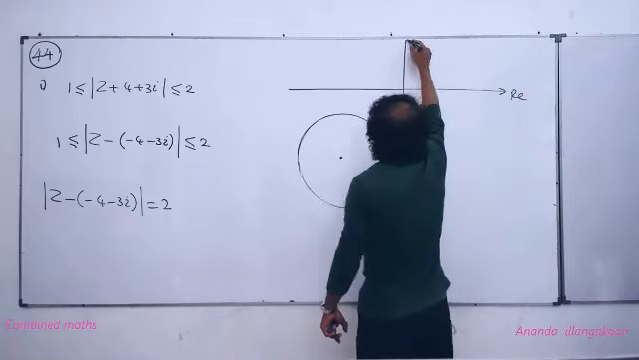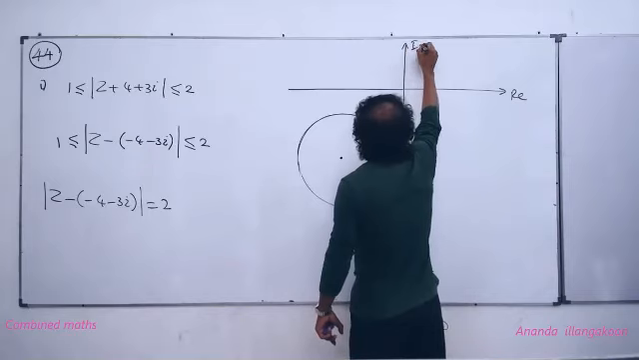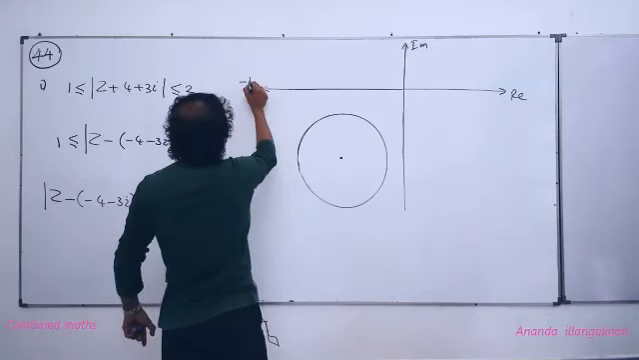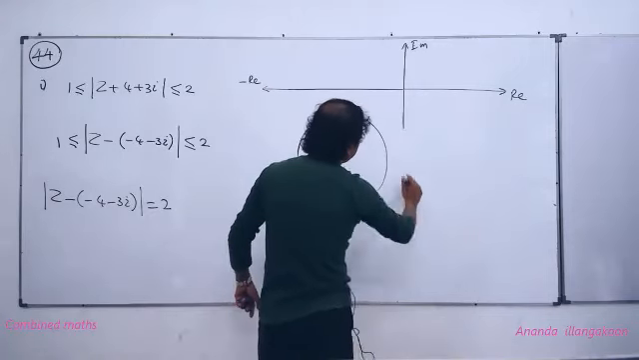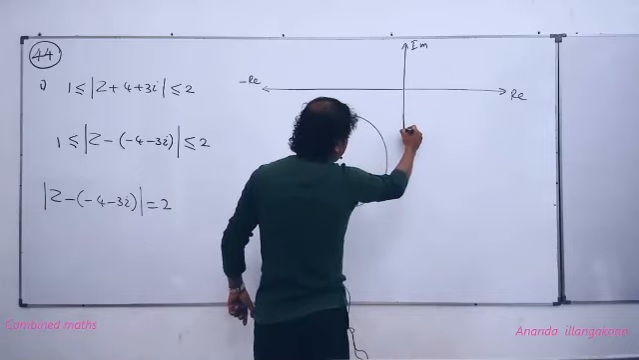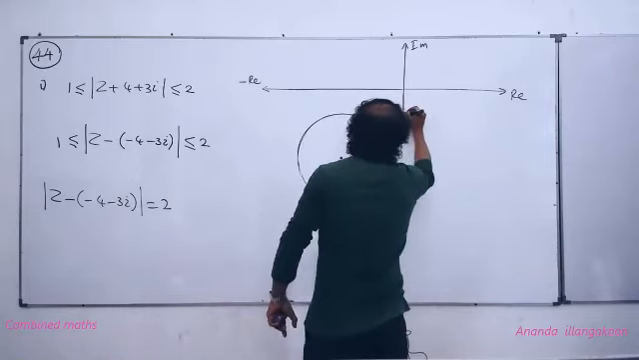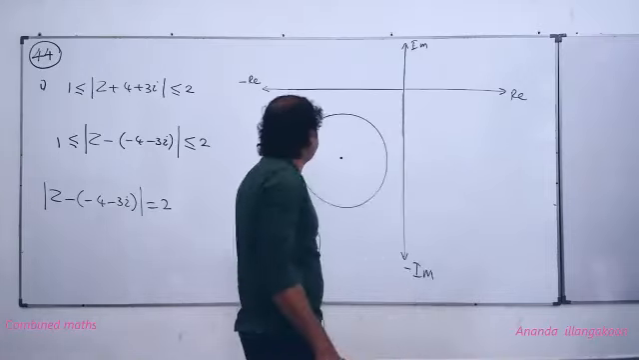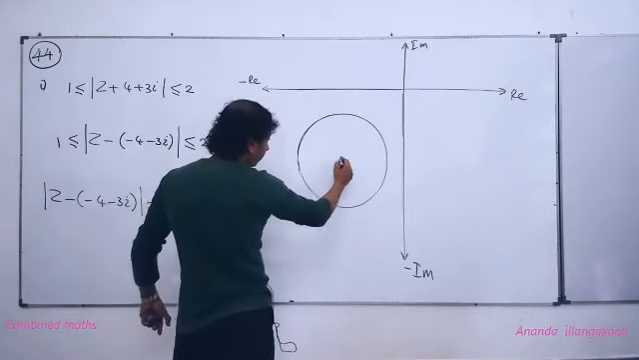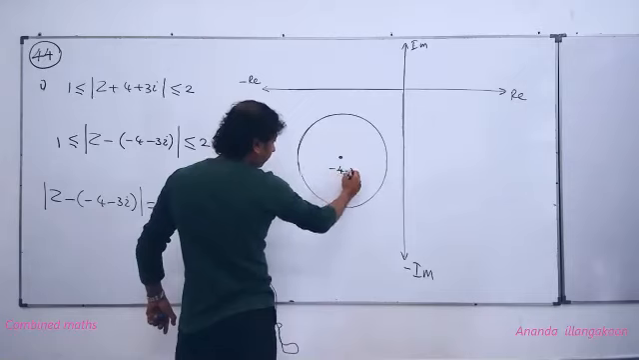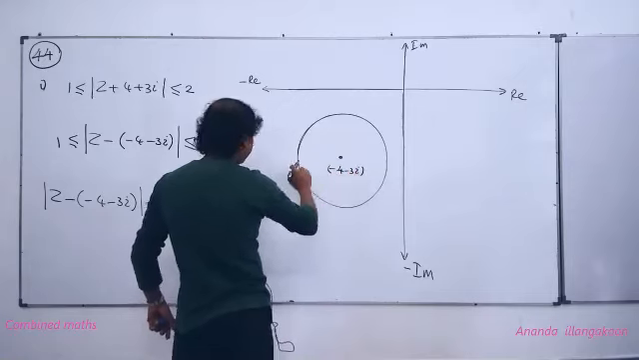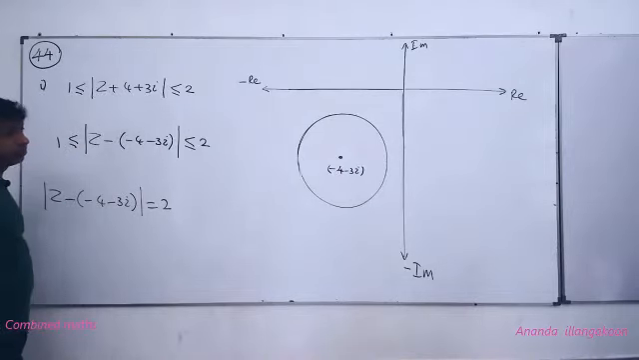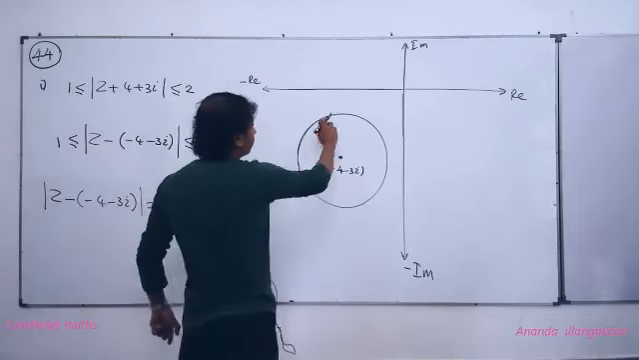Real axis. Imaginary axis, right? Negative real axis, negative imaginary axis. Like this, huh? This is minus 4, minus 3. Right. Radius is 2, I drew. The radius is 2.